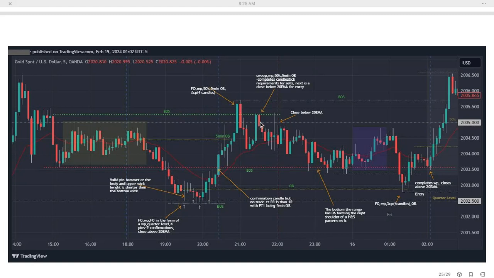And then here we have a sweep M pattern also in the 5-minute order block area. So now we have a completion of the candlestick requirements for sells. So I'm going to wait for price to close below the 20 EMA for it to be a confirmed sell. And here we have price closing below the 20 EMA. First take profit is this order block here.